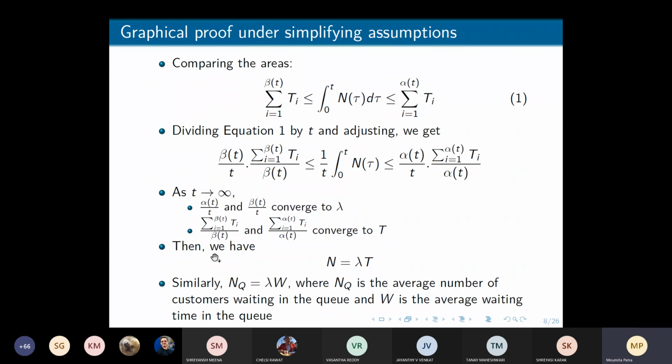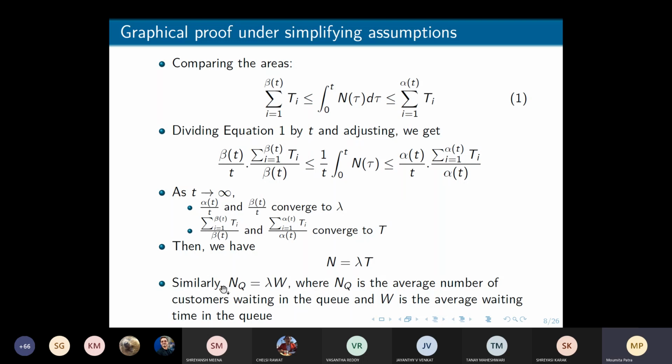So what can we write here? We can write that N is equal to lambda T. This gives you Little's law: the average number of customers in the system is equal to the arrival rate times the average amount of time spent by the customer in the system. So this is N equals lambda T.